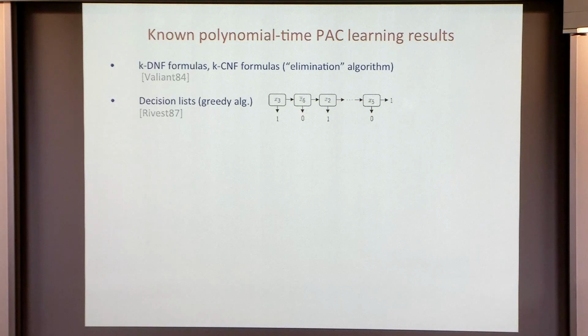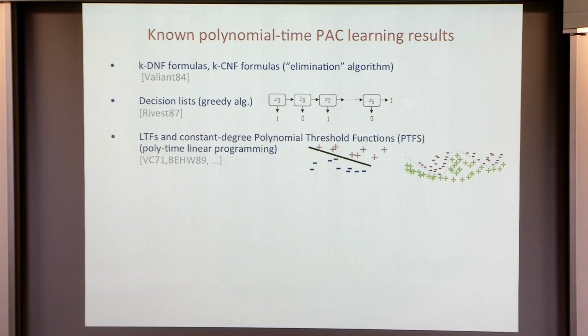Not too long after that, Rivest gave a simple polynomial-time algorithm for learning decision lists, right? These are nested if-then-else rules. If the first condition is satisfied, you output 1. Otherwise, you go on and check the second condition. If that's satisfied, you output 0, and so on and so forth. There's a simple greedy algorithm which runs in polynomial time to learn this. As I suggested earlier, linear threshold functions are a very important class in learning theory. These can be learned in polynomial time via linear programming. And there's also a generalization to not just linear threshold functions, where we have a linear decision surface, but polynomial threshold functions.